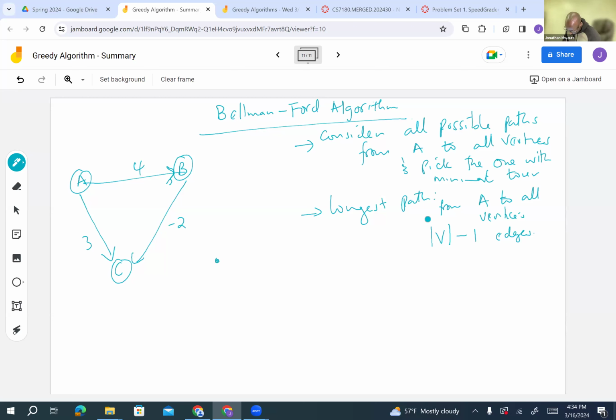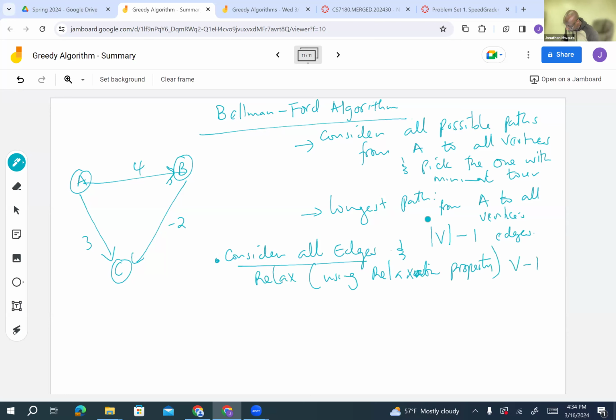Okay, so moral of the story, consider all edges and relax them using the relaxation property, the way we saw from Dijkstra. Do this V minus 1 times.